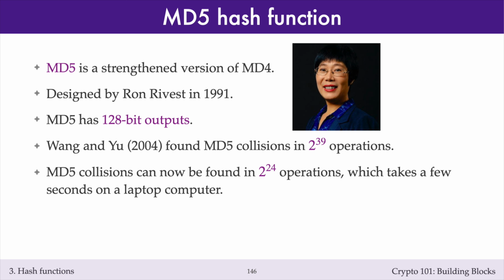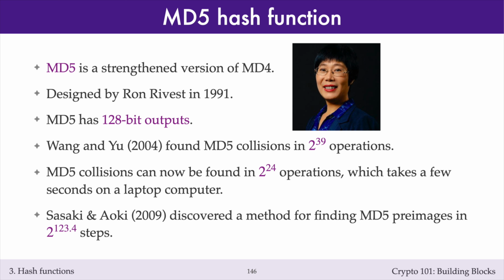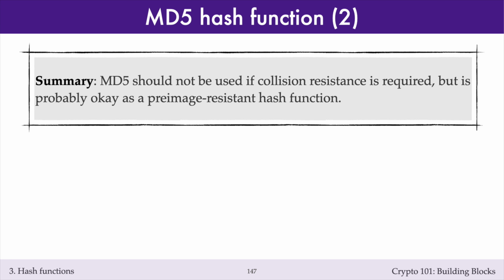MD5 collisions can now be found in 2^24 operations, which takes just a few seconds to execute on a laptop computer. The fastest method known for finding MD5 preimages is just a bit faster than the generic attack. And so MD5 should not be used if collision resistance is needed. On the other hand, it's probably okay as a pre-image resistant hash function.